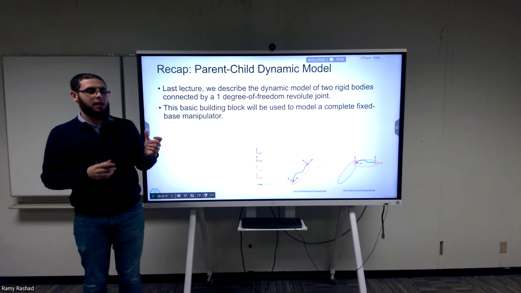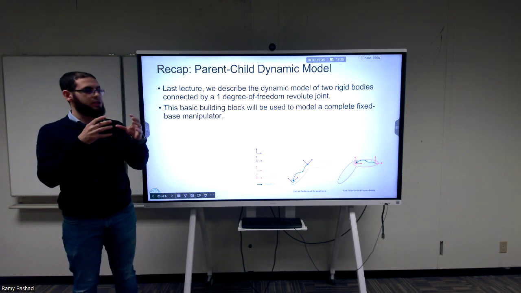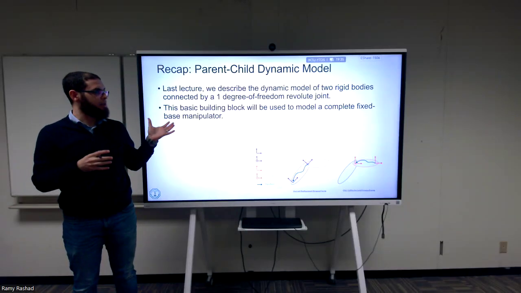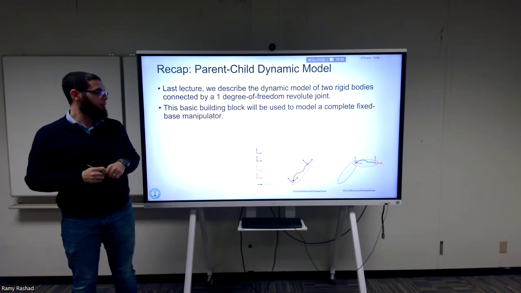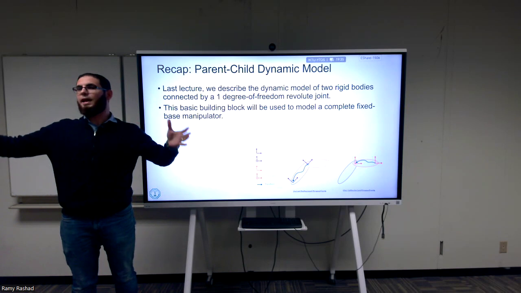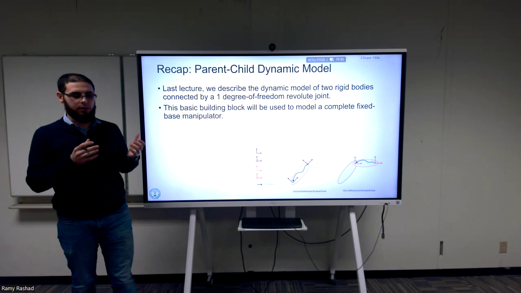What we discussed last time is a building block, which is the parent-child module, or this simple dynamic model. And we saw last time that it consists of 2 rigid bodies connected by 1 revolute joint in between. And this would be a basic building block that we can use and replicate and try to, in the end, describe an n-link manipulator.